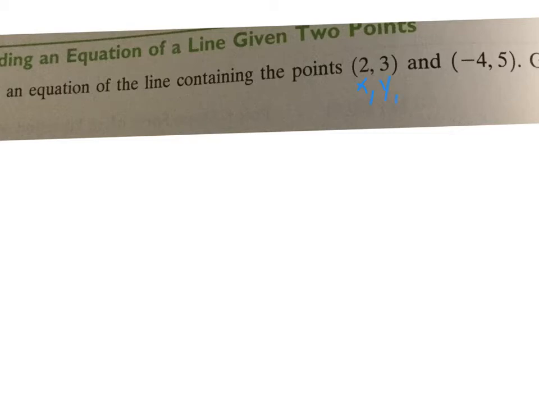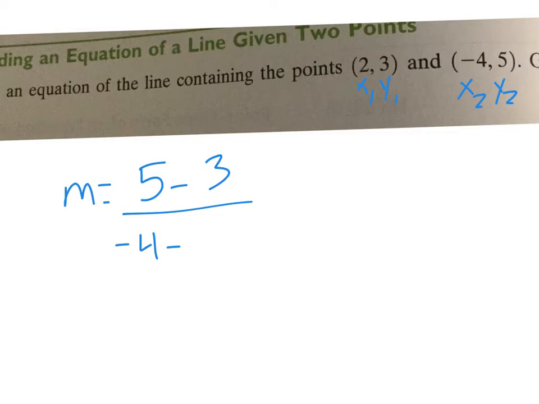This is x1, y1, x2, y2. So the slope is y2 minus y1 over x2 minus x1. So that's 2 over negative 6, which reduces to negative 1/3. Everybody good with that?